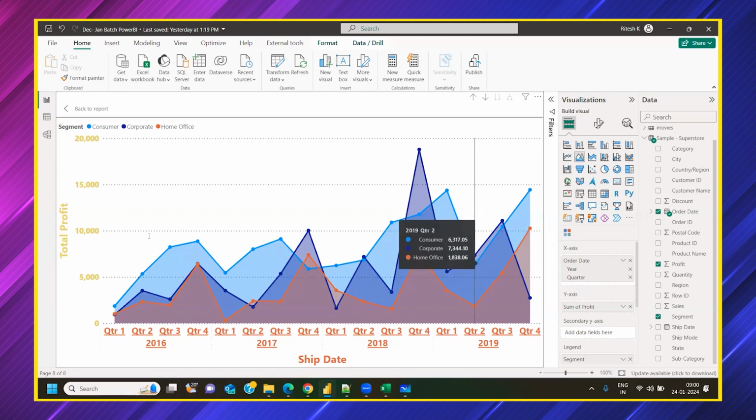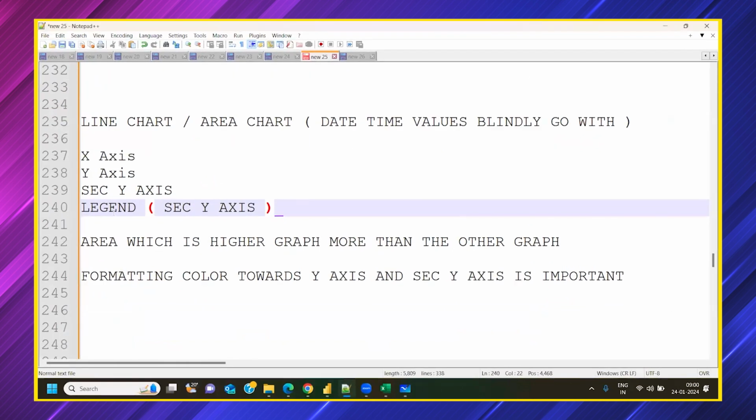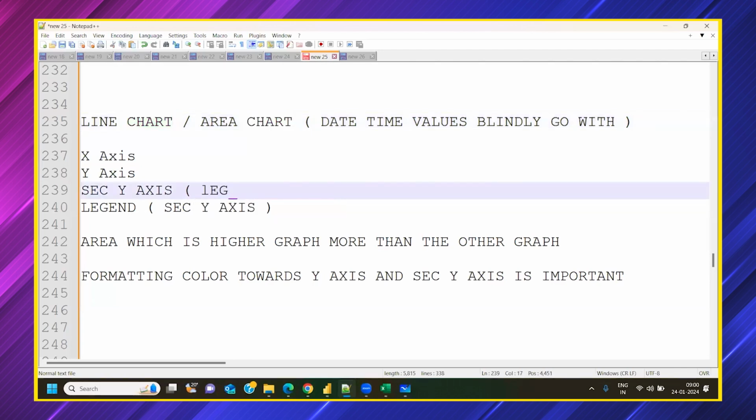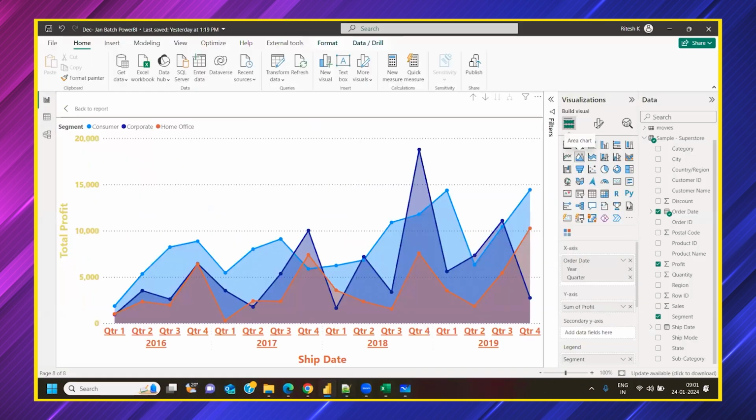In case of date time also, we have 2 charts. But where to use line chart, where to use area chart, and where to use legend. In case of secondary y-axis, legend is nowhere important. If you're using a secondary y-axis, you cannot use legend. Now that is the behavior of both the charts. X-axis and y-axis should always be there, but either secondary y-axis or legend will work. Now any question on the area chart, any question on the line chart?